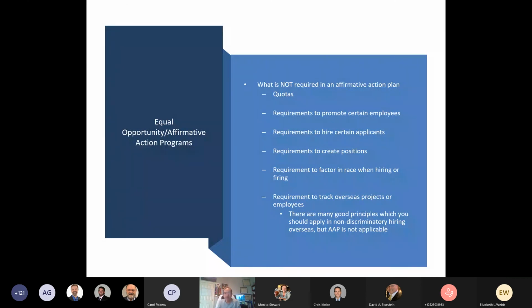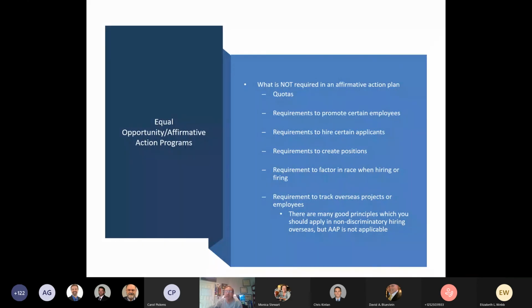What else does AAP not require you to do? It doesn't require you to create any open positions, like, "Hey, we don't have enough of this type of race or this type of gender. Let's create some new jobs that we don't really need, and we'll find something for these people to do." That's not a thing. And it doesn't require us to factor in race in any way, shape, or form, or gender, when hiring or firing. These things should always be done on the merits of performance. What AAP is about is increasing the pool. Also, just this last bullet point here, we don't track any of our overseas projects or employees. The AAP is confined to just the US.